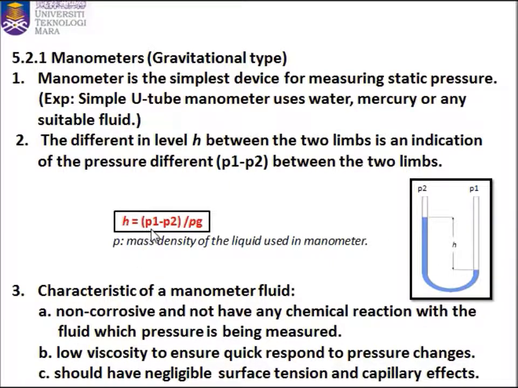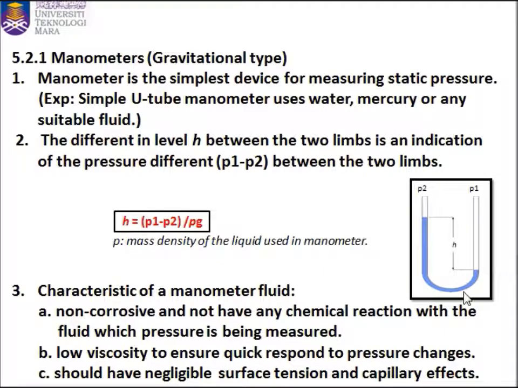So the formula, you always see this formula: H equals P1 minus P2 over rho g, where rho is the mass density of the liquid used in the manometer.